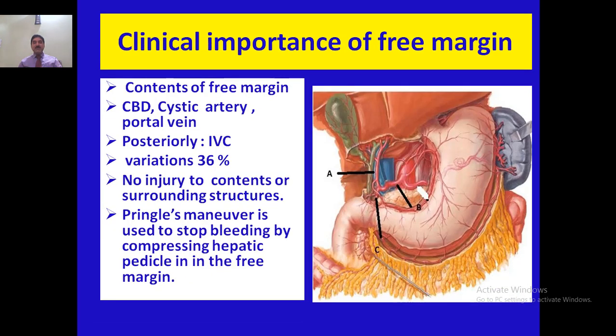Clinical importance of free margin. The free margin of the lesser omentum is very important clinically. While operating in this region, we have to keep in mind its contents, that is CBD, cystic artery and portal vein, and the relation of these contents with the inferior vena cava, which lies posterior to the portal vein. The third important thing to keep in mind is variations. In 36% of the cases, anatomical variations are present. We have to make sure there is no injury to the contents or surrounding structures.